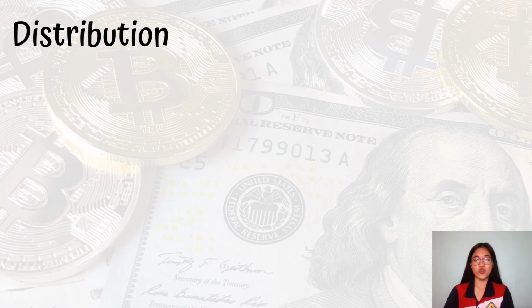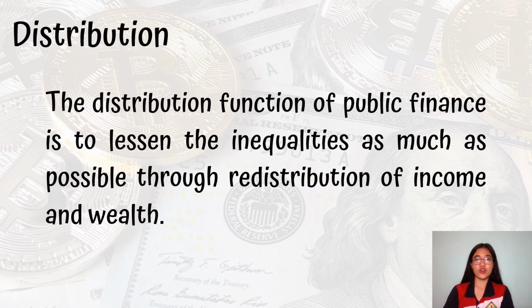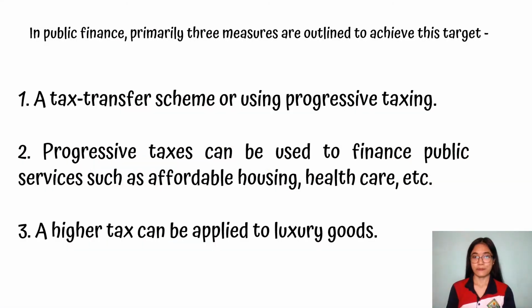After the allocation, the next is distribution of income and wealth. The distribution function of public finance is to lessen the inequalities as much as possible through redistribution of income and wealth. In public finance, there are three primary measures outlined to achieve this target.